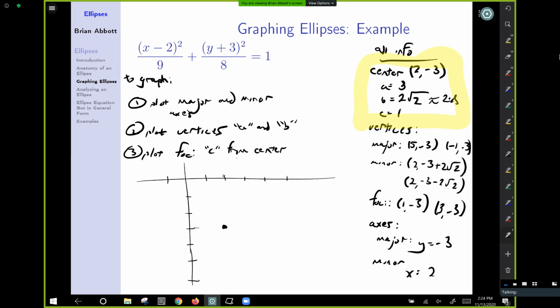Now that you've plotted your center, let's actually add that. Let's put step 0, center. Plot the center. Okay, now we're ready to plot our major and minor axes. Don't get fancy. Don't look in the right corner and see that the major axis is y equals -3.